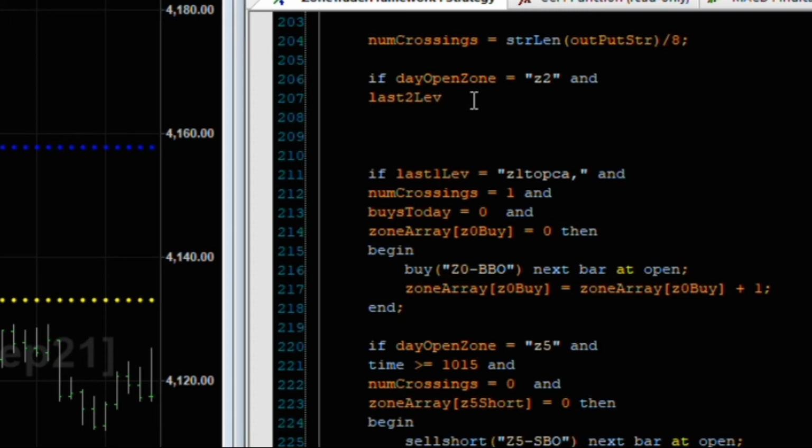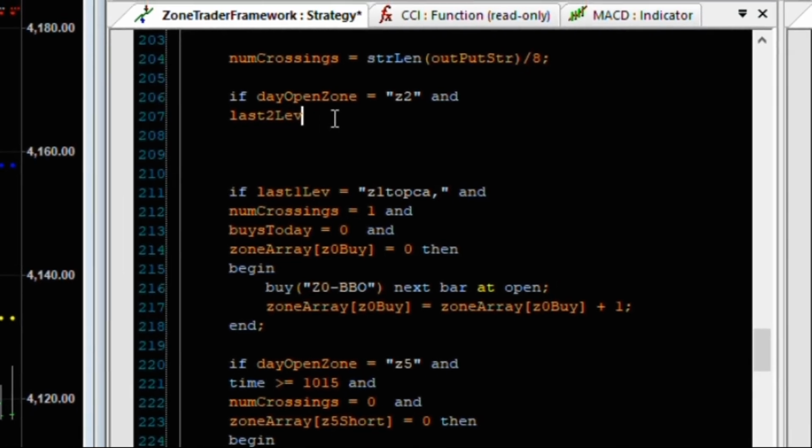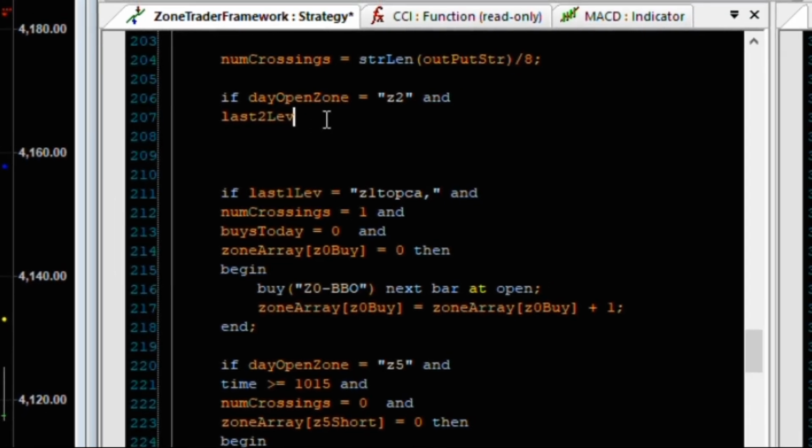If the last 2 lev, and that's basically the last two crossings. And we did have two crossings. We had a cross through zone 2 top and then a cross back down below zone 2 top. Last two lev equals, and these are strings. And this is the nomenclature you would have to learn. And of course, all this nomenclature is completely described in the manual.